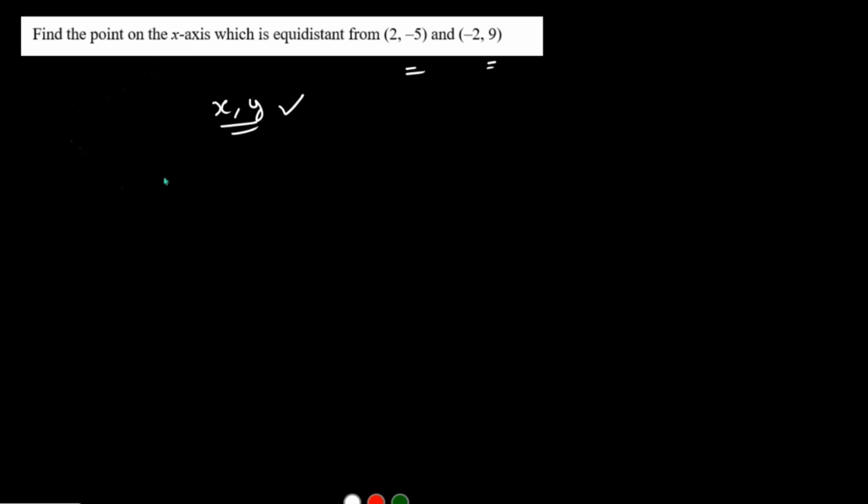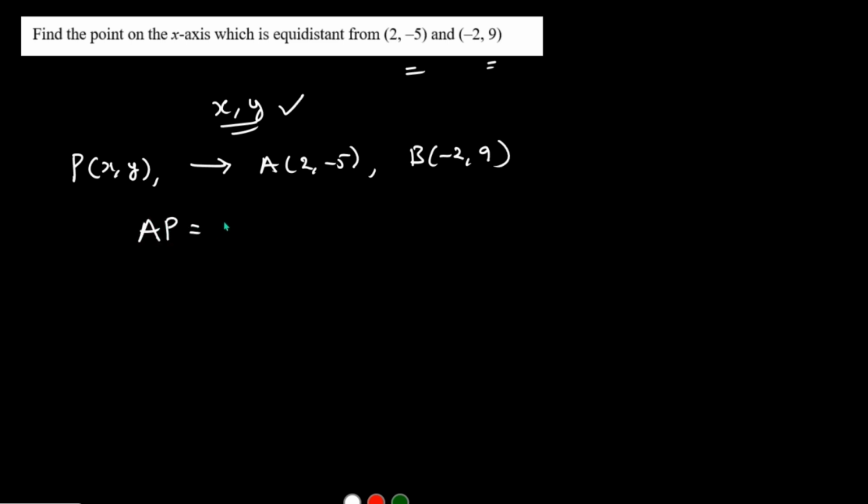Okay, so let's take, as usual, P of x, y having the equal distance from the point A (2, -5) and the point B (-2, 9). So the relation should be AP is equal to BP. If AP is equal to BP, then AP square must equal BP square. So what is the distance between these 2 points? We can square it so that we remove the square root.